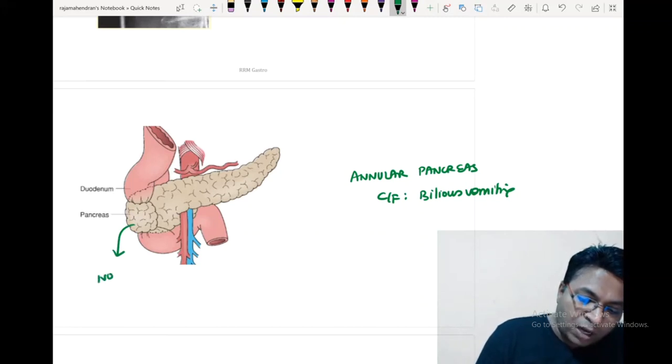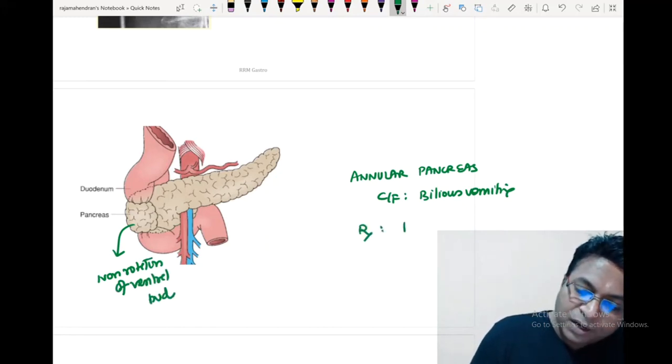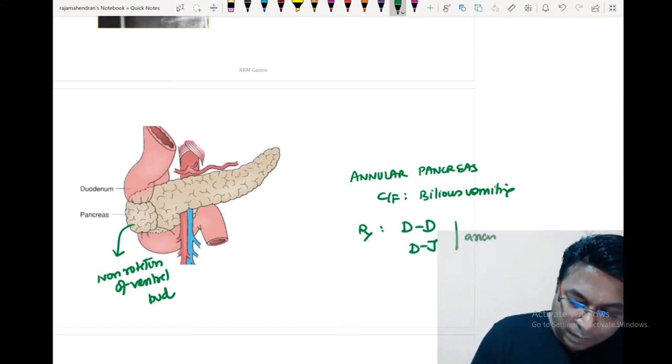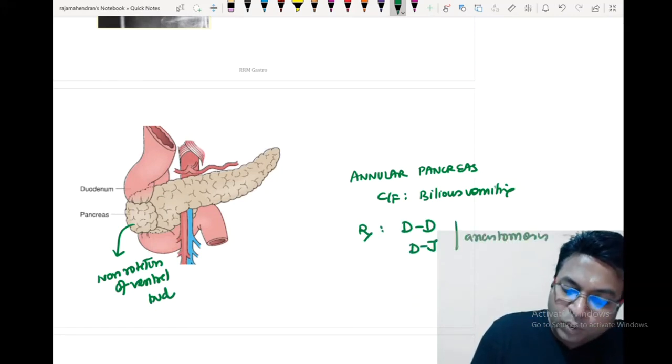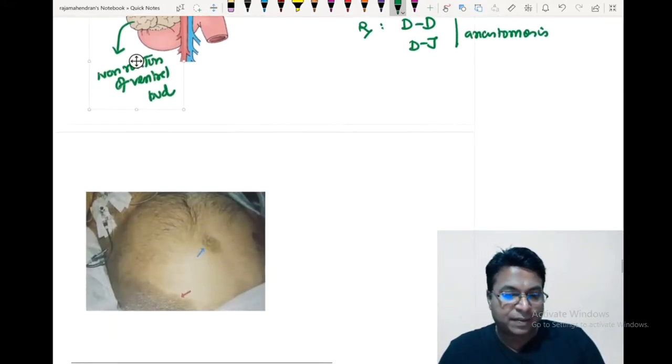What problem? Non-rotation of which bud? Non-rotation of the ventral bud causes this problem. And treatment is duodenal or duodenojejunal anastomosis. We have to do duodenal or duodenojejunal anastomosis for annular pancreas.